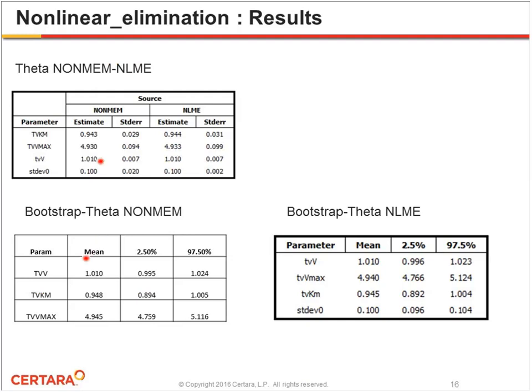for V is very close. KM 948 compared to 943 is not too bad. 494.5, 493 is also not too bad. And these are well within the confidence interval limits. The same for NLME. Here again, very close values, and also well within the confidence interval limits. And if you compare these two tables, these are also both very close. So they're just only small differences.